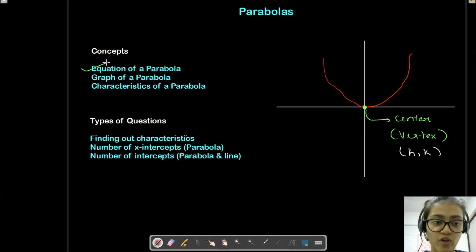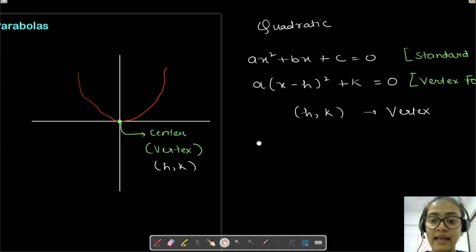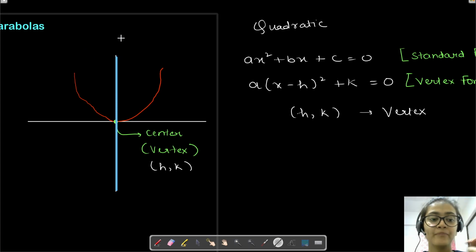So we have done the equation of a parabola. The equation of a parabola is a quadratic. Then we have seen the graph of a parabola, and the next thing is characteristics of a parabola. So vertex is one of many characteristics of a parabola. Next we have axis of symmetry. So the axis of symmetry for this particular parabola is the y-axis.